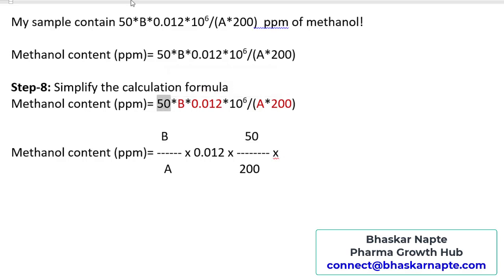So let it turn into a red color. And lastly, I will take 10 raised to 6 over here now. 10 raised to 6. Further, what is this 0.012? This 0.012 is nothing but the concentration of standard in mg per ml. But how has this been made?